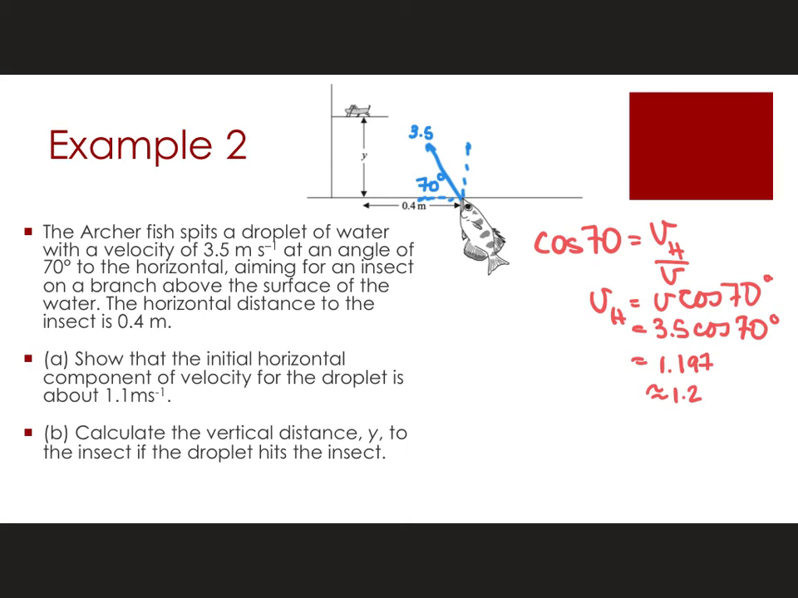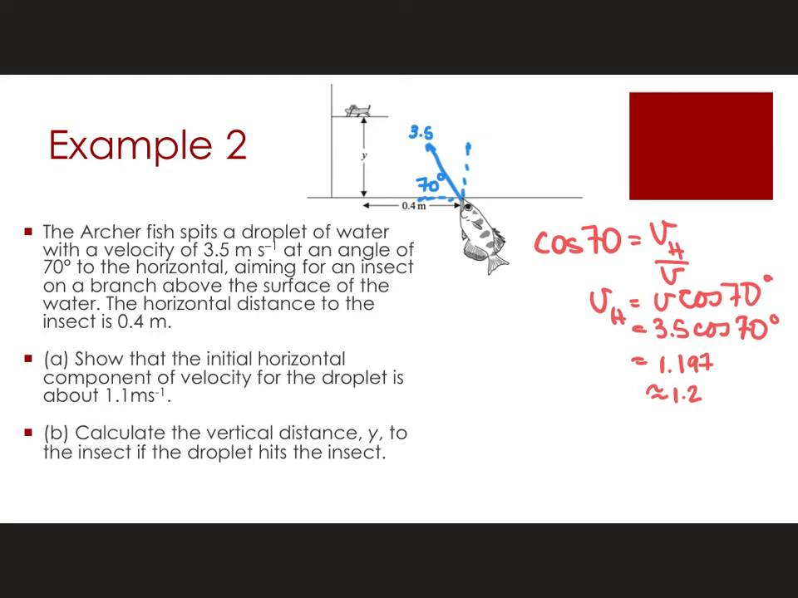You can see that I've put my values in here, rearranged. I've just done v with a subscript h to show that it's the horizontal component. And I get the value of 1.2, which is still in the same ballpark as 1.1.